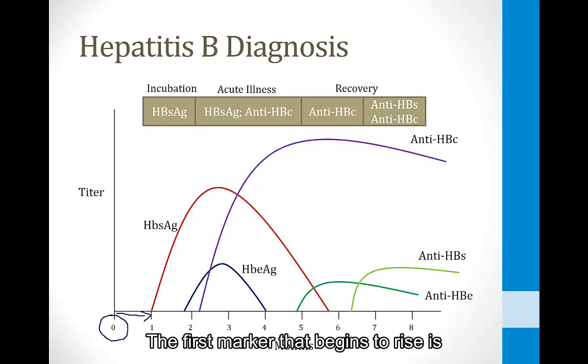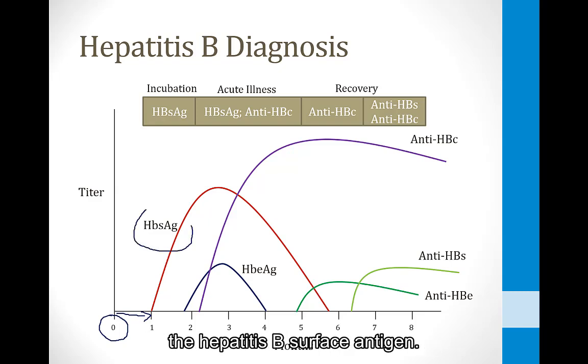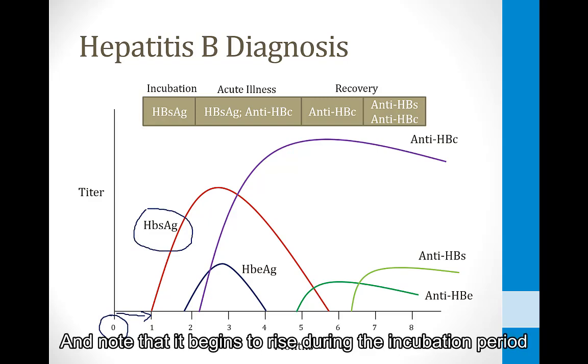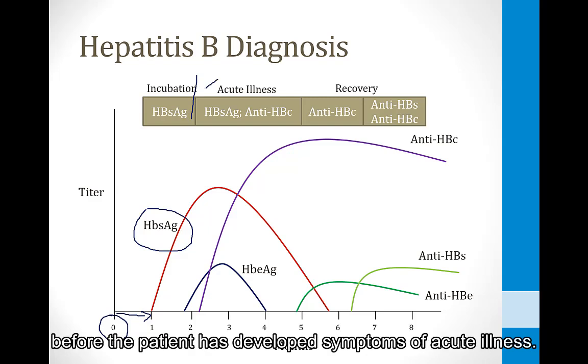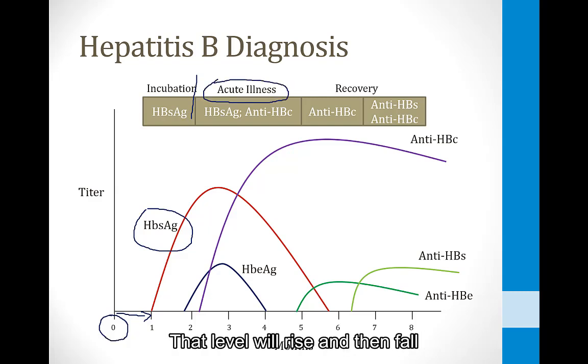The first marker that begins to rise is the hepatitis B surface antigen, and note that it begins to rise during the incubation period before the patient has developed symptoms of acute illness. That level will rise and then fall if the patient clears the infection.